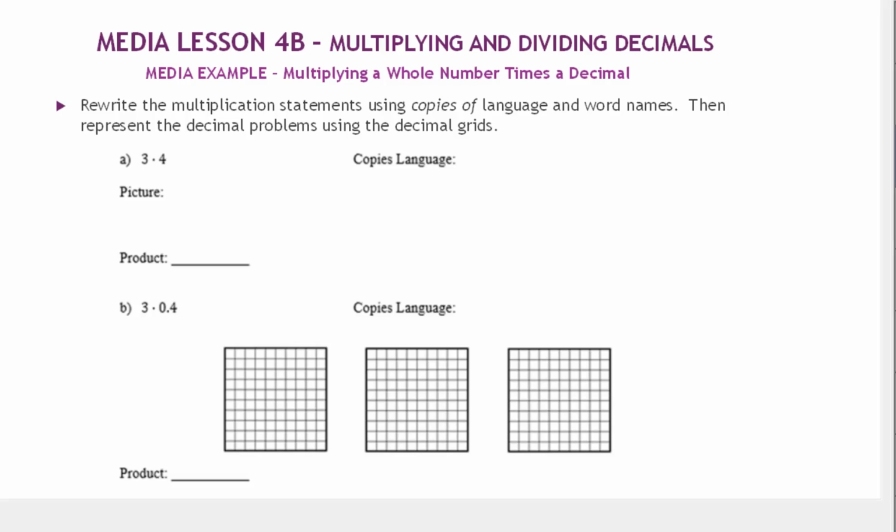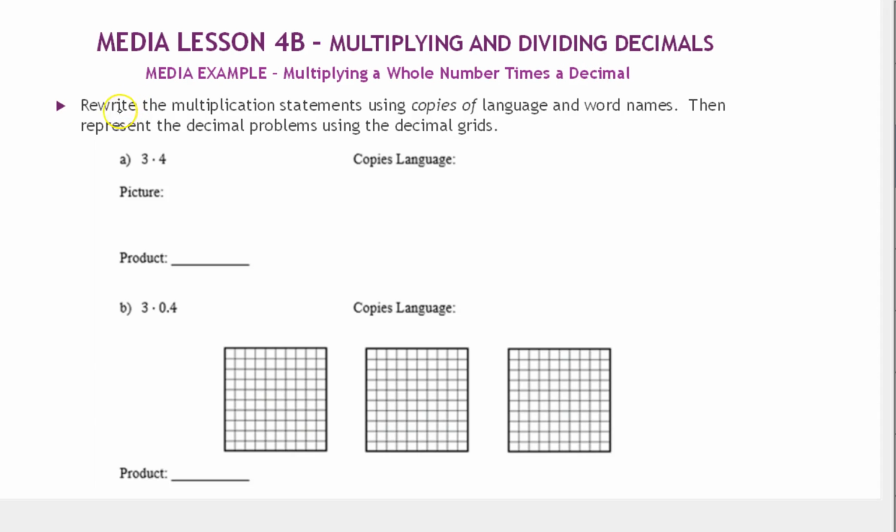Welcome to your first video for Number Sense 2, Module 2, Media Lesson 4B, Multiplying and Dividing Decimals. So in this first example, we're going to start by multiplying a whole number times a decimal.